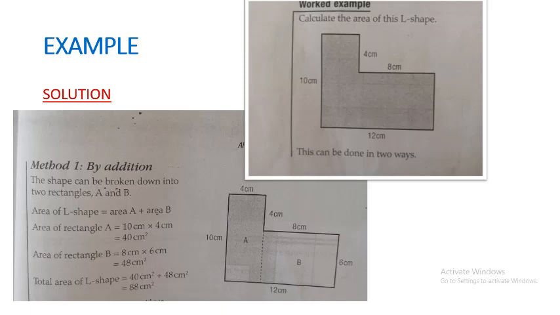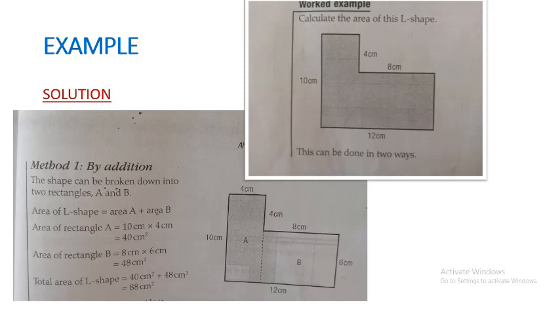Length times width. So here we have divided the shape into simple shapes, or into two rectangles. That means we are going to identify the length and the width of each rectangle, and then we calculate the area. At the end, we will add these answers to find the total of the whole shape. Now, let us find the area of rectangle A. So, area of L shape is equal to area A plus area B.